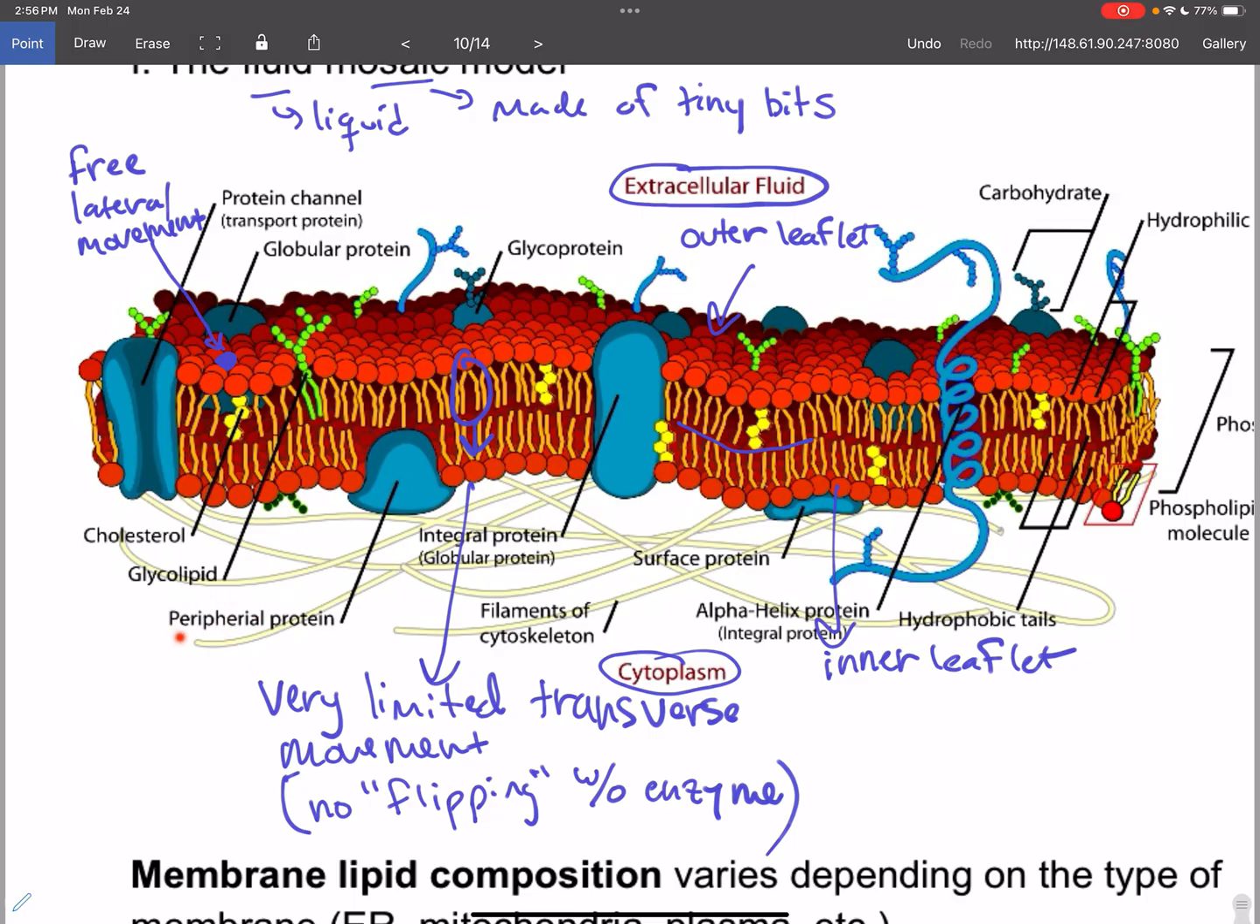We've got what we call a peripheral protein, which is just interacting with one leaflet, not really going through. We've got channels that can allow things to go through as well. So we'll explore these a little bit here. So that's what I want to focus on as far as the structure.